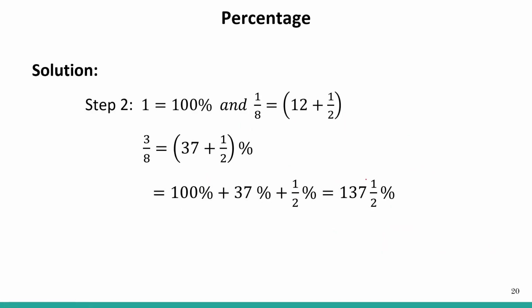So 137.5%, where half or 0.5%. 100% plus 37 plus 1 by 2%. So this is the final answer, which is equal to 137.5%. So this is the final answer.